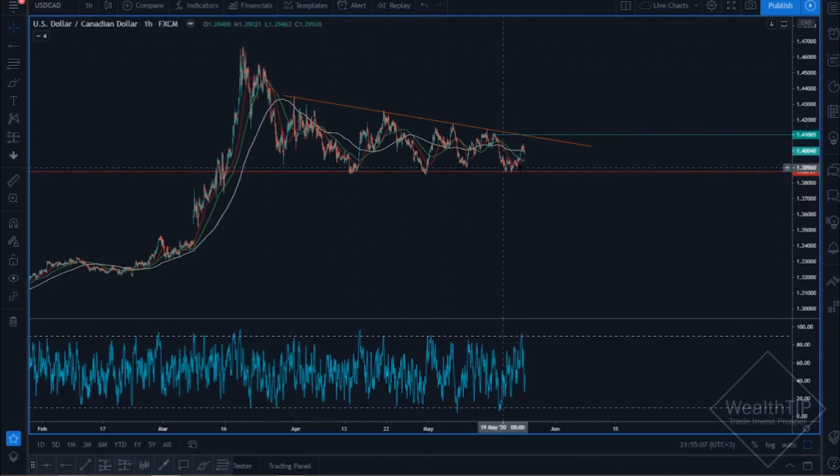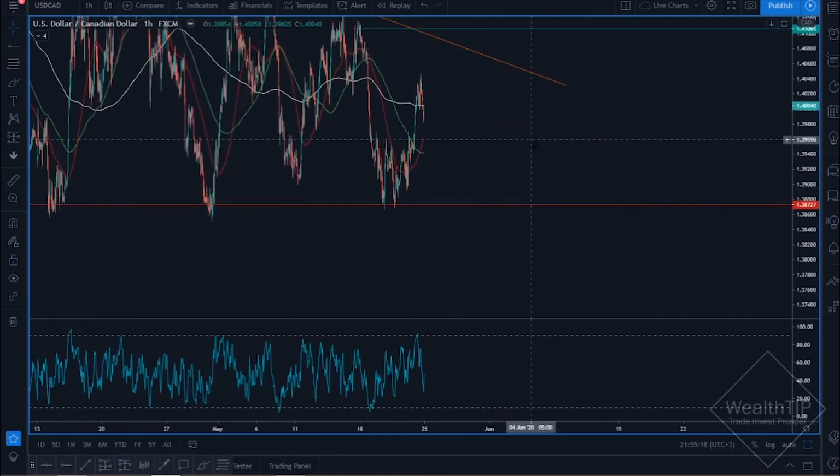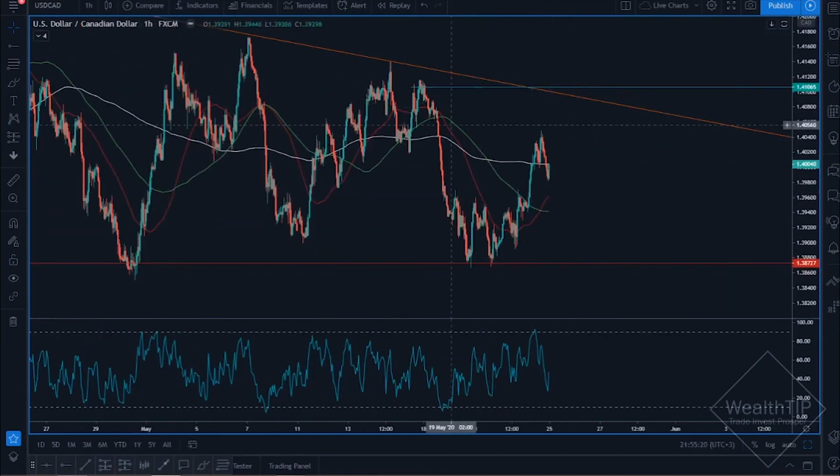And obviously if we break this key support level, then we're definitely looking to make lower lows, implying that the market is definitely looking to reverse in direction. Now, I am also aware of the fact that if the market does want to build a bit of momentum, then this most probably will be the level that it's going to want to test.